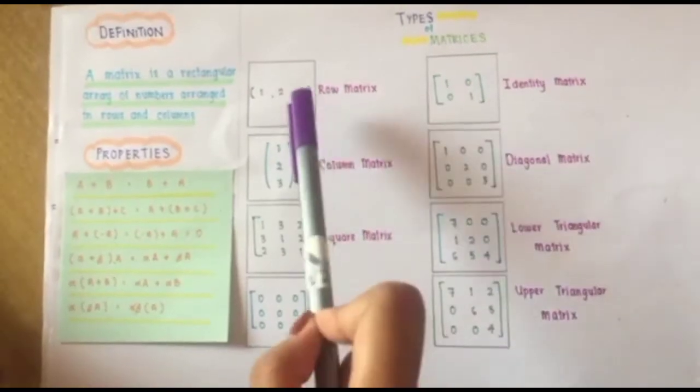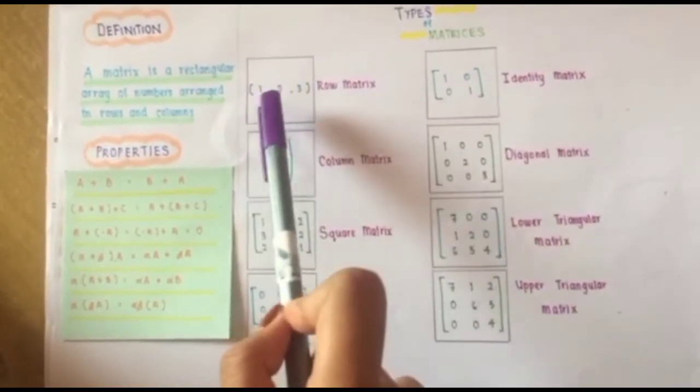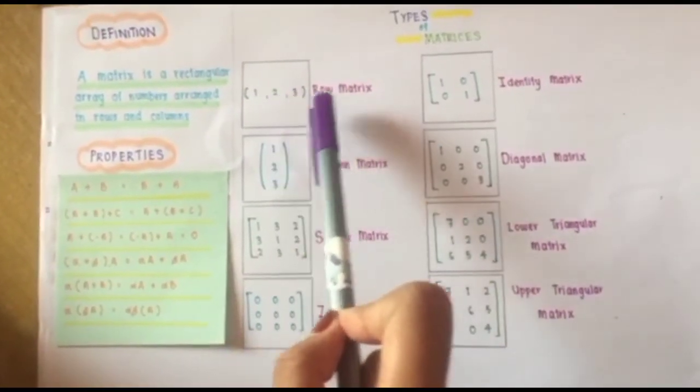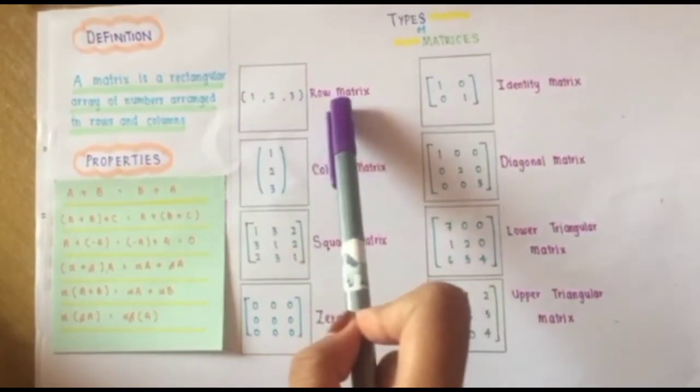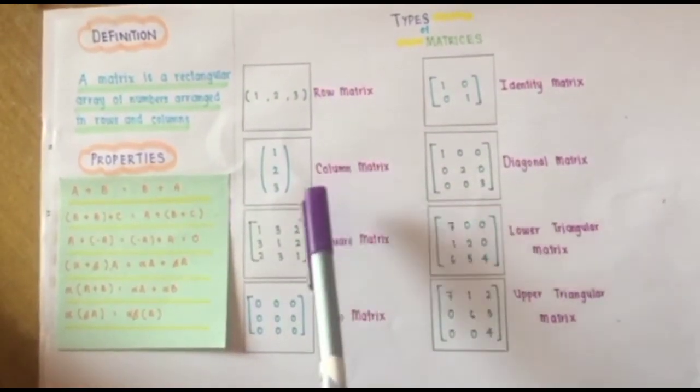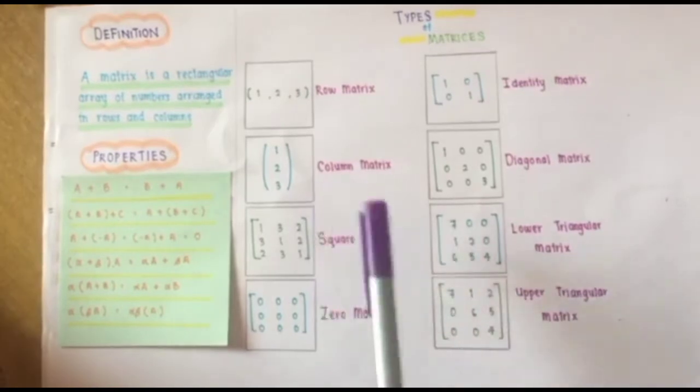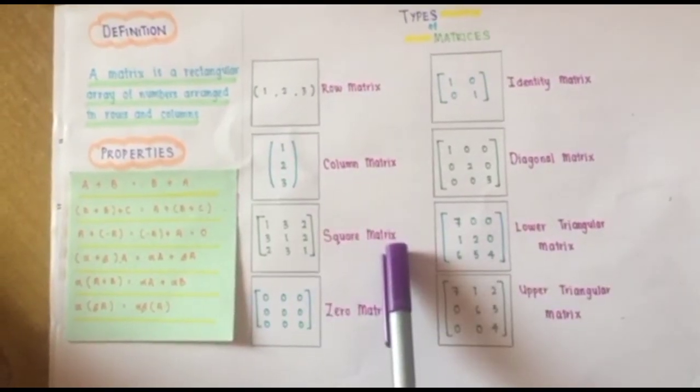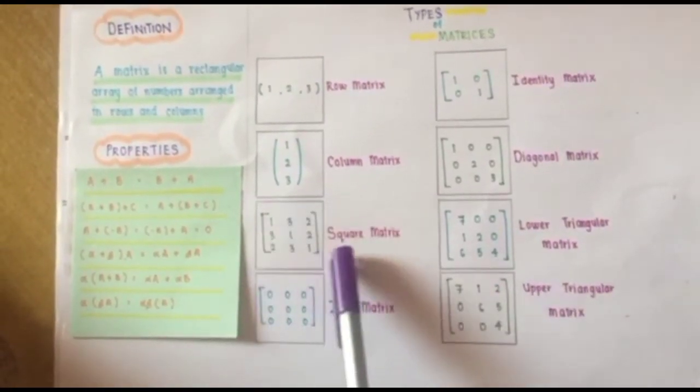We'll go to the first one, row matrix. This is how a row matrix looks like. Row means the row of the matrix. The next one, column matrix. This is the column of the matrix. Square matrix. A square matrix looks like this.